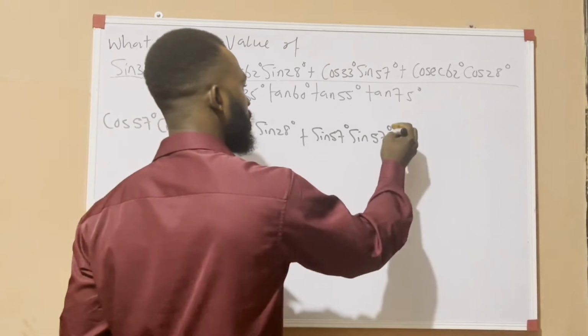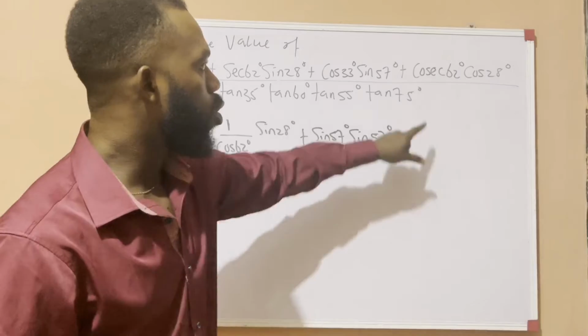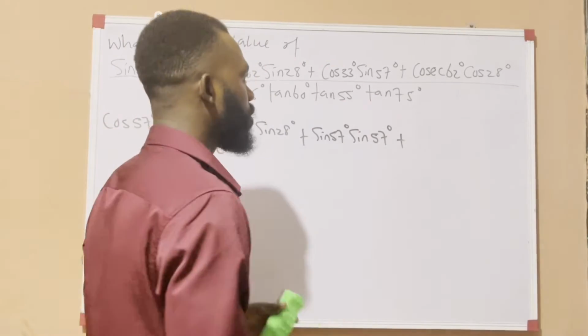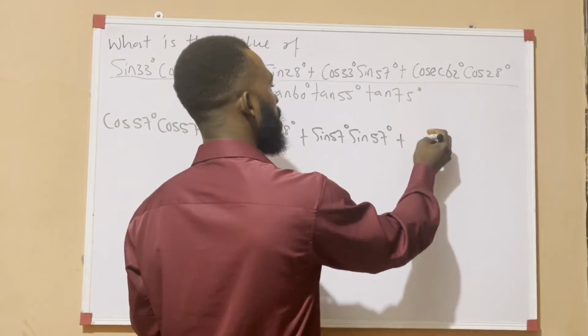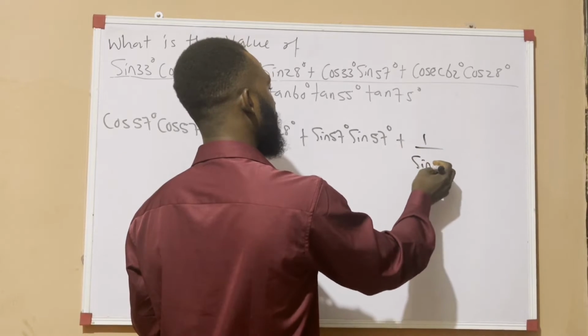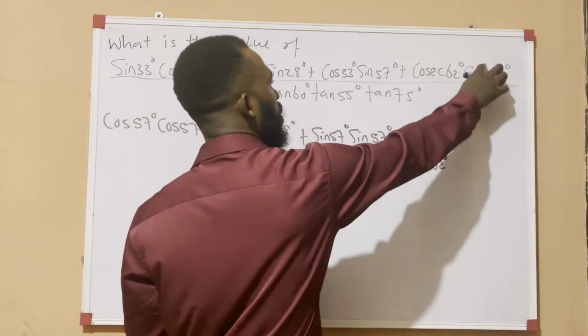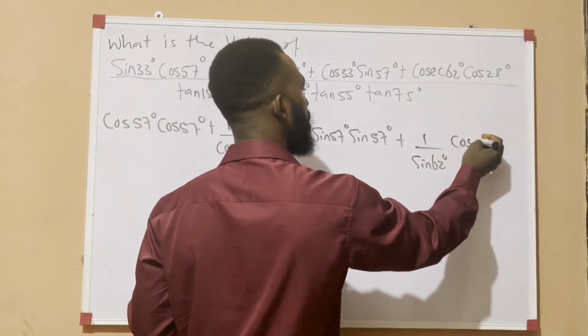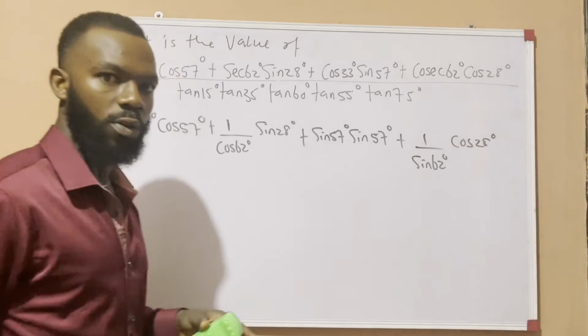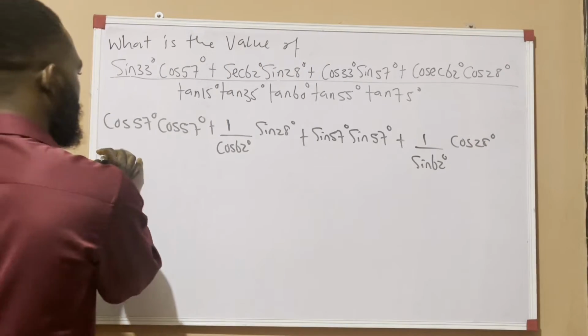Next plus. We said cosec is the inverse of sine, so cosec 62 degree becomes 1 over sine 62 degree. Then what do I have up? Cos 28 degree. Are you with me? Now all over.